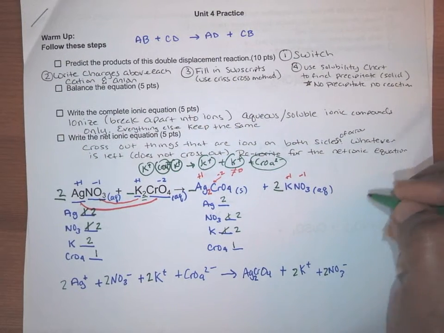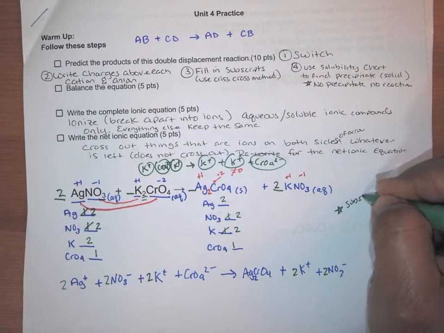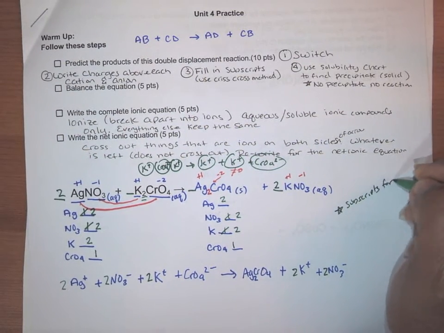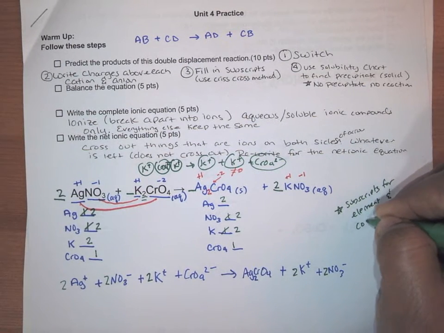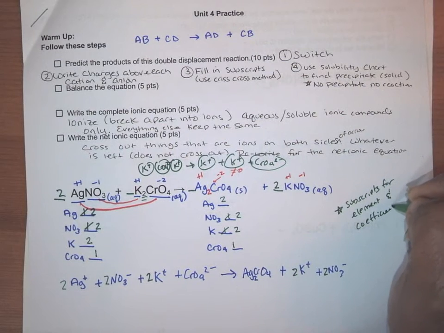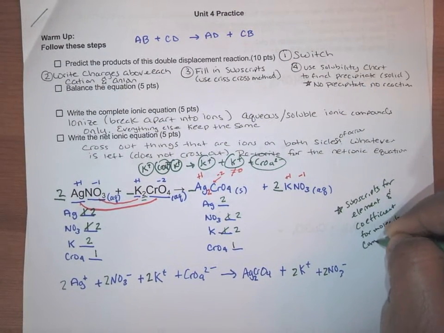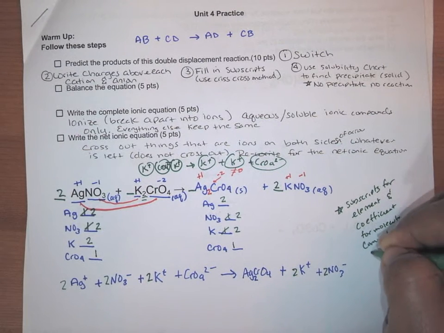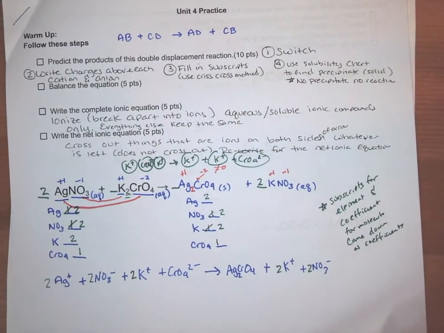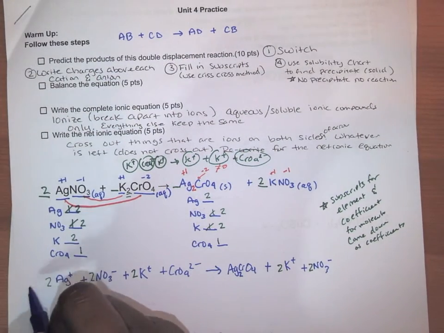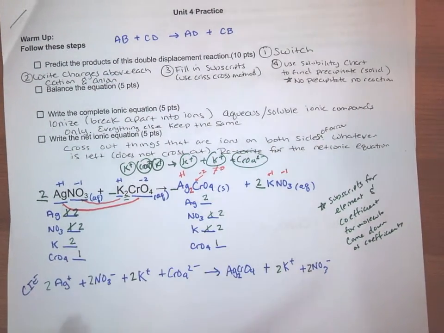All right, so the thing to remember is that subscripts for elements and coefficients for molecules come down as coefficients. Okay, so subscript for elements and coefficients for molecules. All right, now that we have this done, this is called our complete ionic equation. So I'm going to label this as CIE. Now we need to do the net ionic equation.